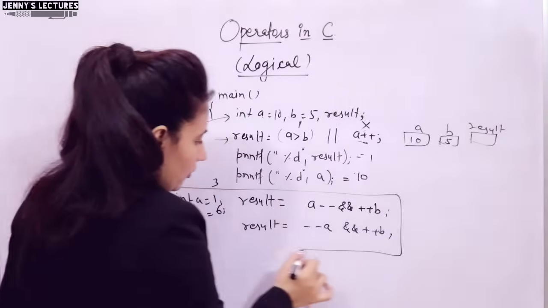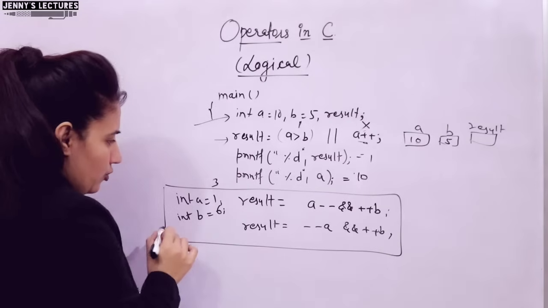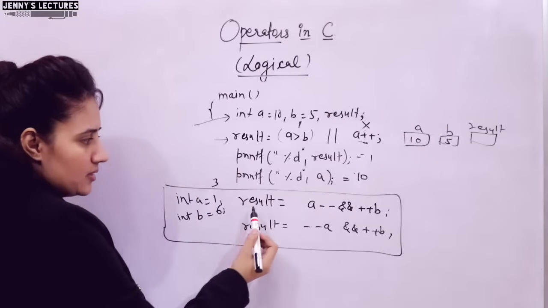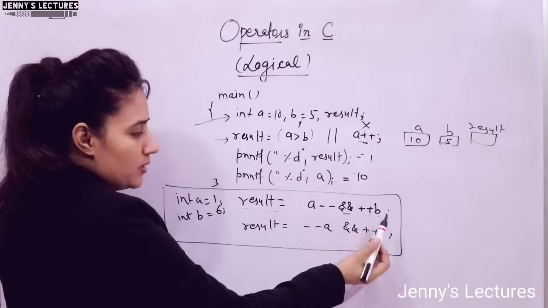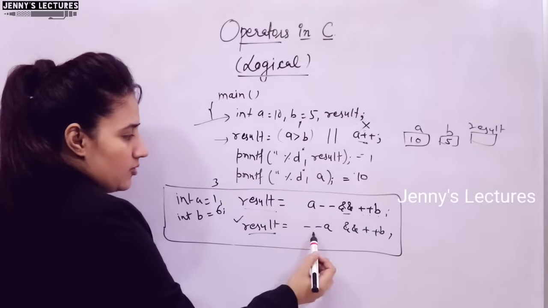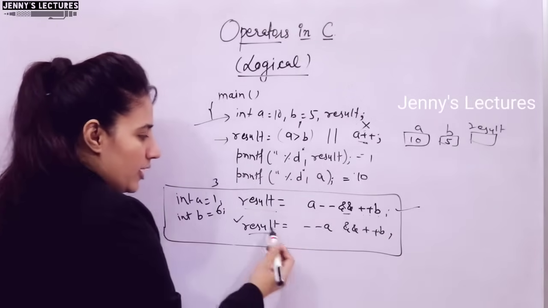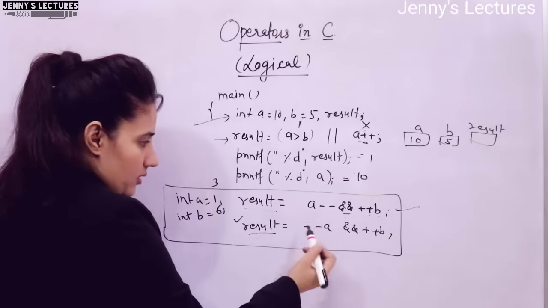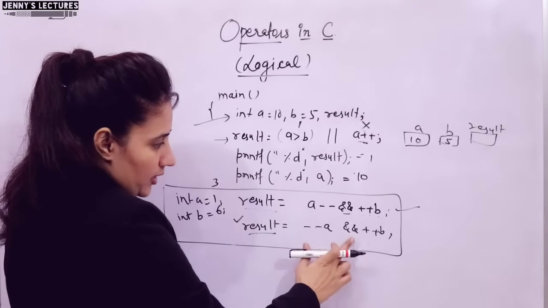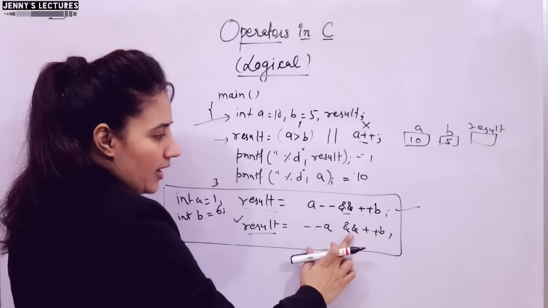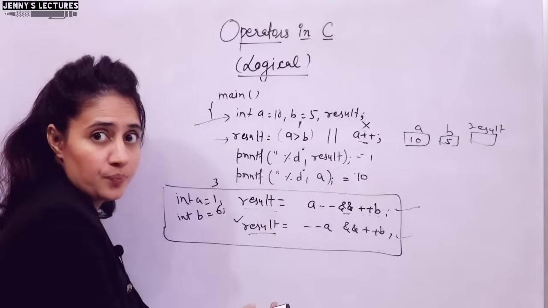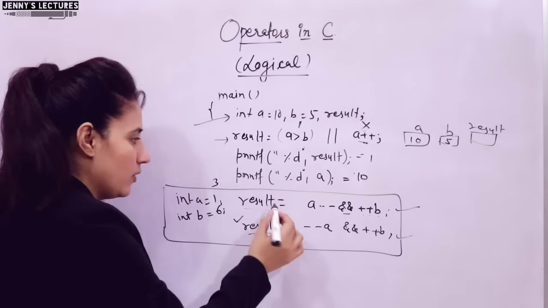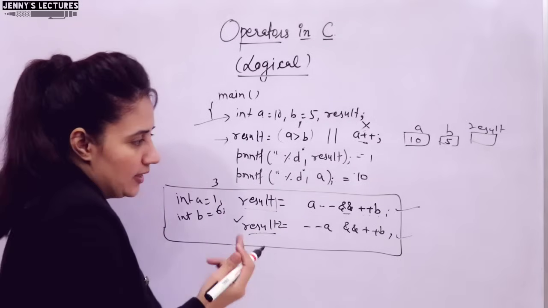Right. Now for these you need to tell me what the output should be. A is 1, B is 6, and in result I am taking A-- logical AND ++B. Second, in result I am taking the expression --A and ++B. What would be the output of these two? If you are taking them in the same program, you can write result 1 and result 2. You can tell me in the comment box.